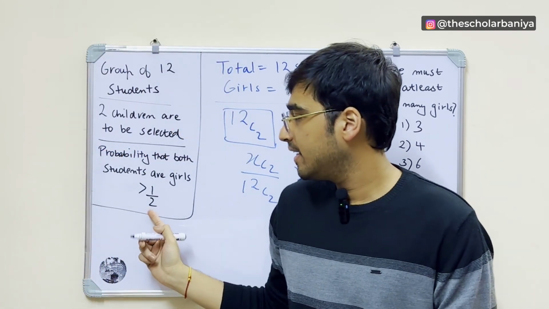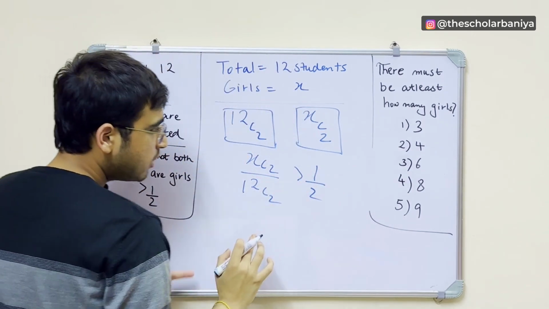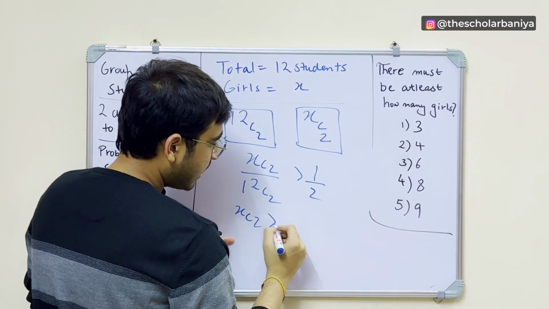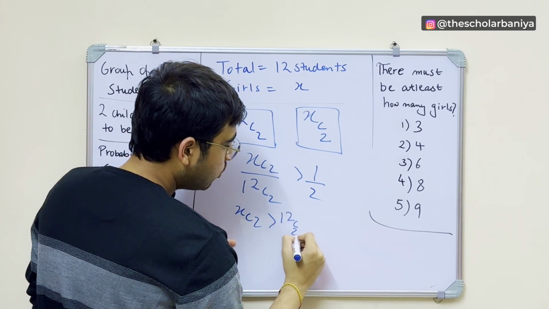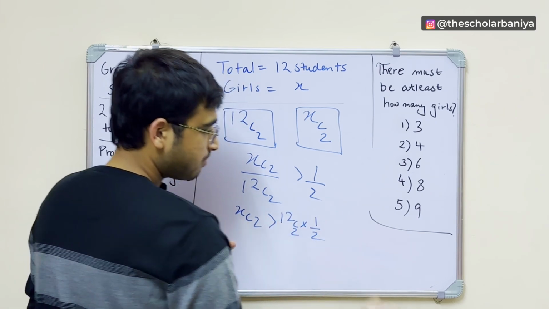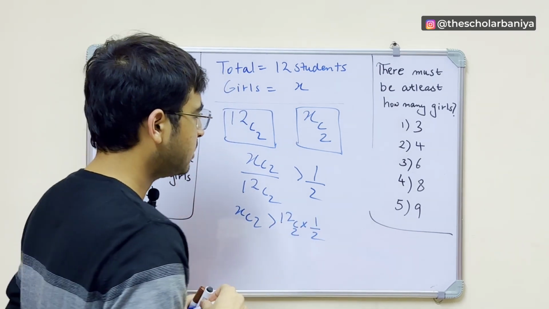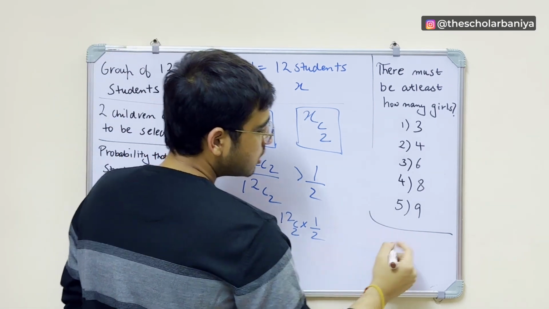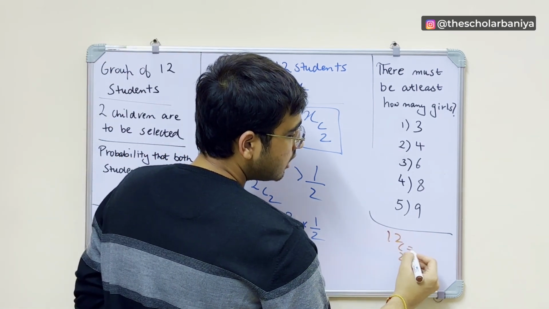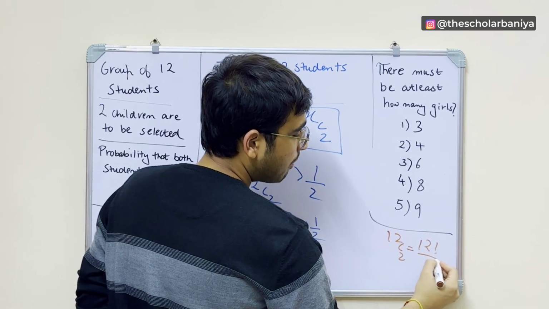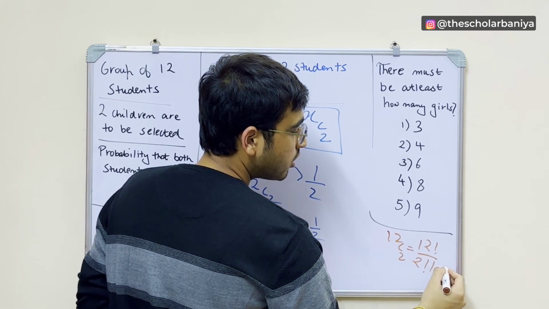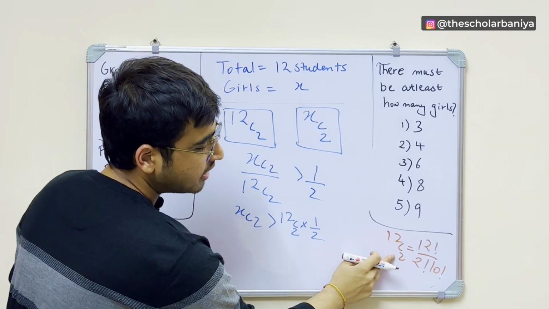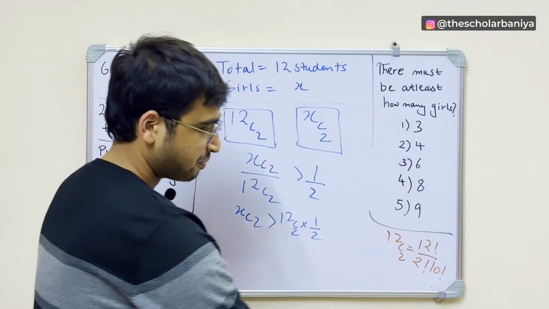This is given to be greater than 1 upon 2. Now, if we go on solving this, so xC2 is greater than 12C2 into 1 upon 2, right? I hope this makes pretty good sense. Now, tell me what is 12C2? So 12C2 is equal to 12 factorial upon 2 factorial, (12 minus 2), 10 factorial, right?